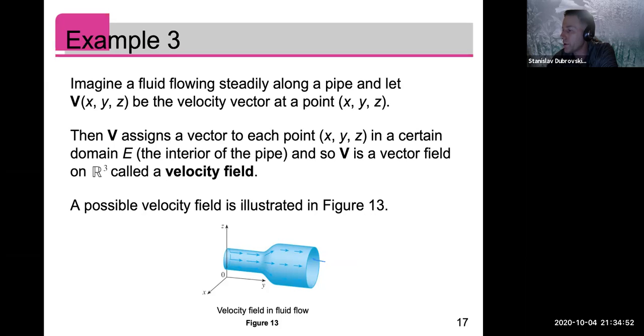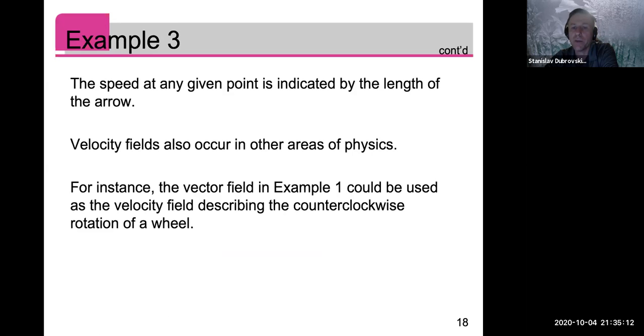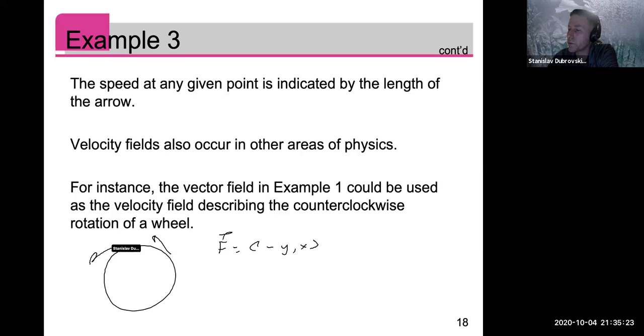So that would be everywhere inside the pipe. So the domain of the definition is the interior of the pipe. Here they are going like that. That's another example. Maybe the one that we looked at, negative y, x, is f, could be a counterclockwise rotation of the wheel. The velocities that we observe on the counterclockwise rotation of the wheel.